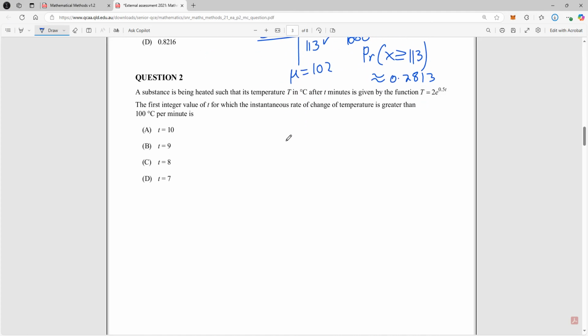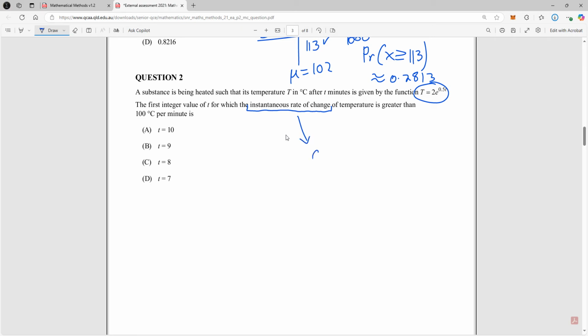So, question 2. A substance is being heated such that its temperature in degrees after t minutes is given by the function T equals 2e to the 0.5t. The first integer value of t for which the instantaneous rate of change of temperature is greater than 100 degrees per minute is... Okay, so what we've got to think here is, alright, what does this word here mean? Instantaneous rate of change. That means derivative.